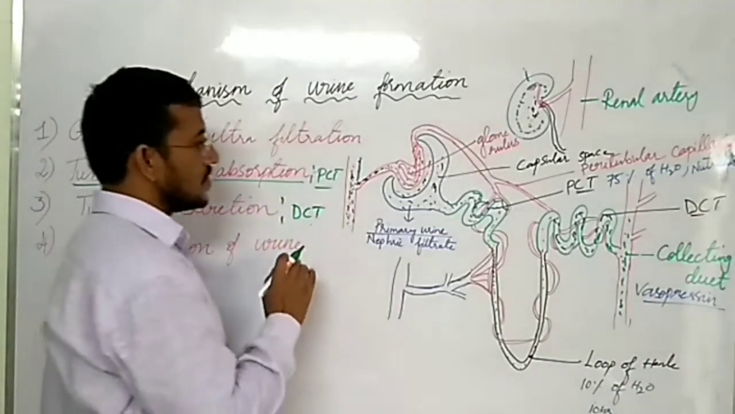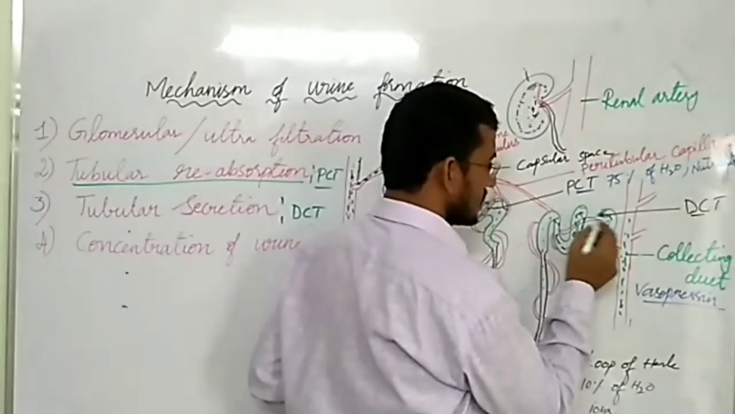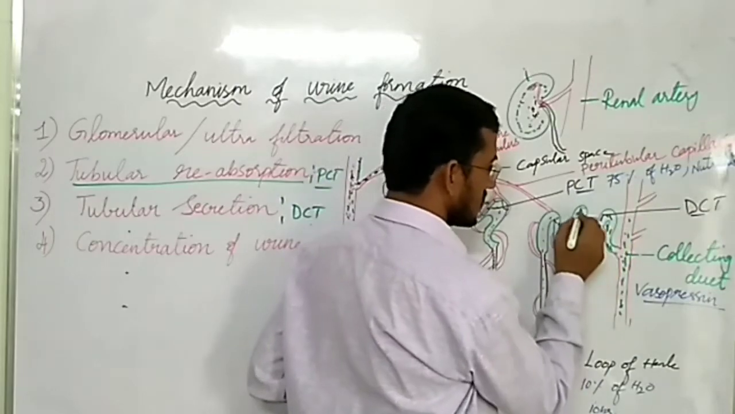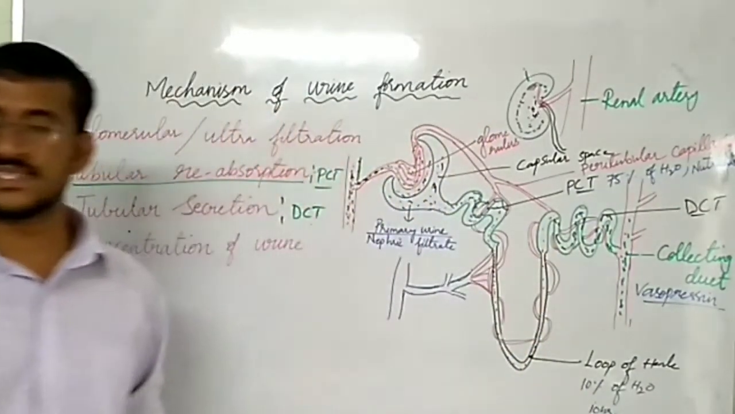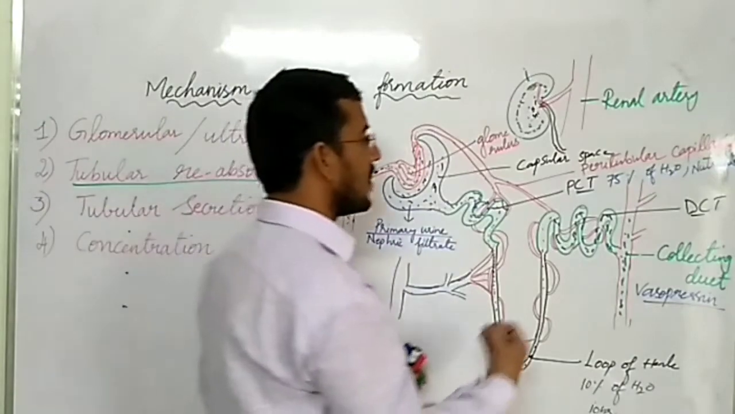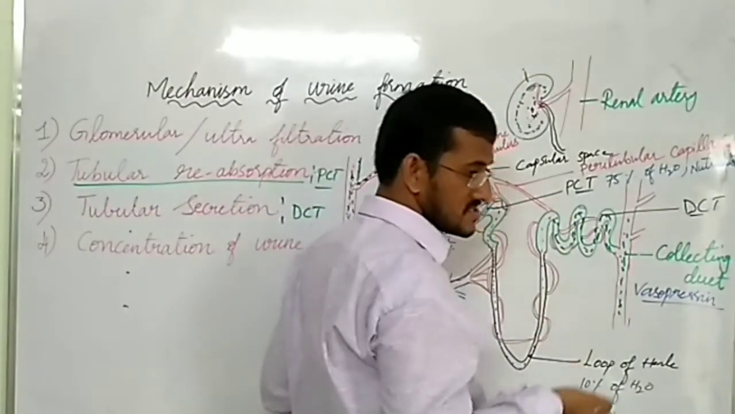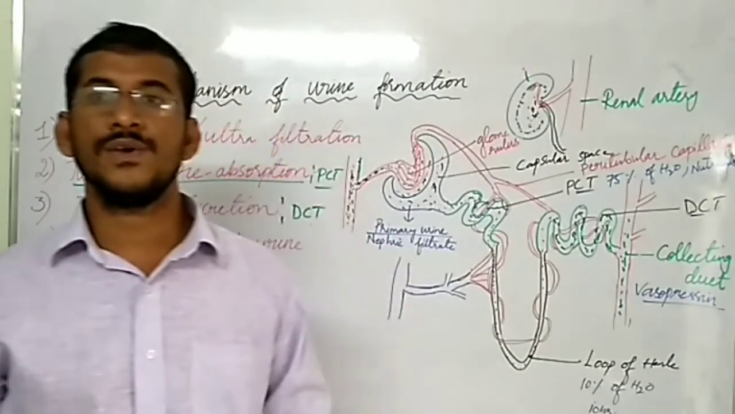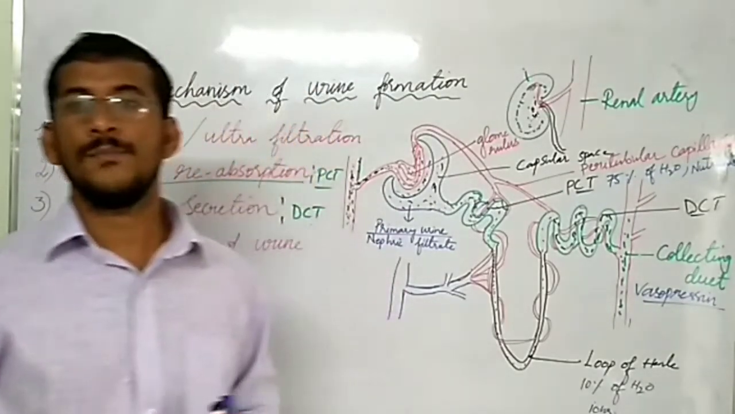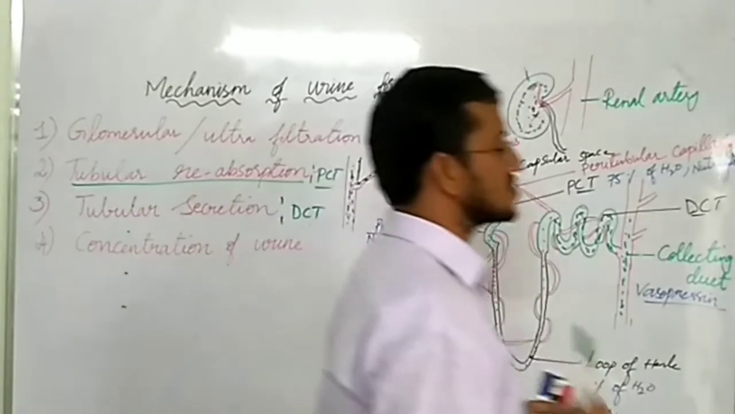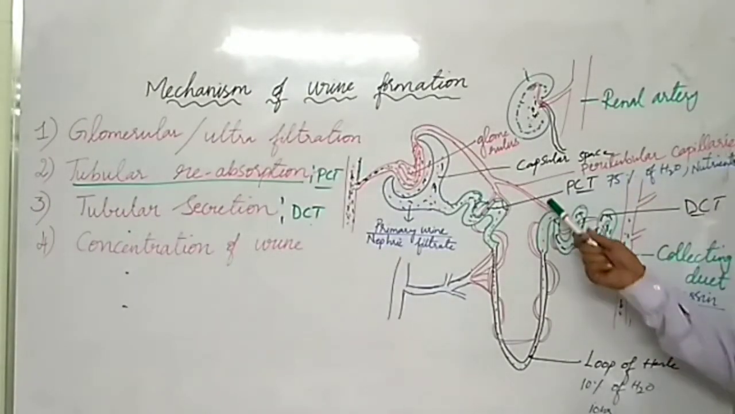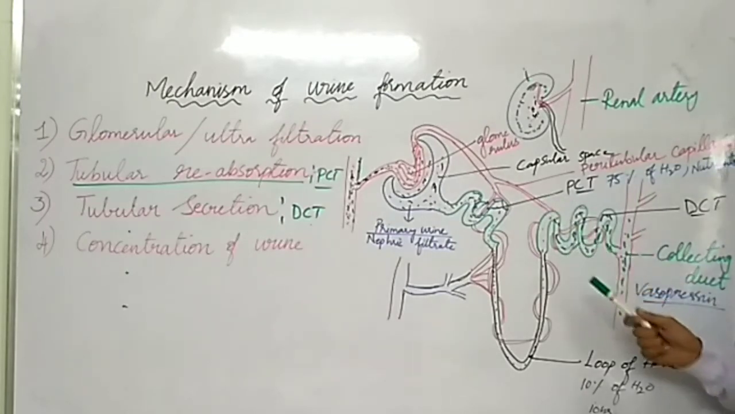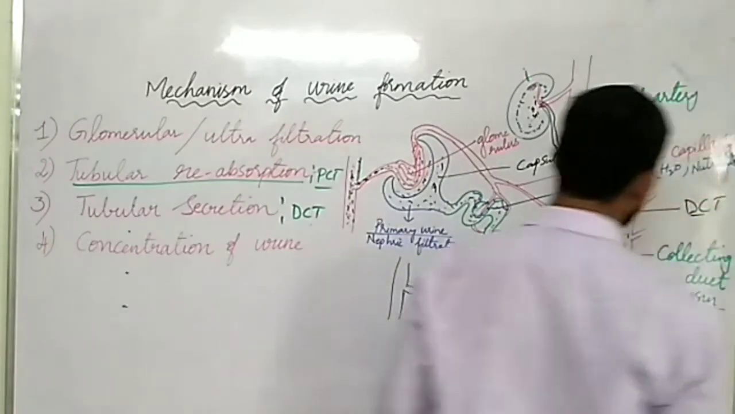In DCT, the distal convoluted tubule, this tubular structure is made up of epithelial cells. These epithelial cells will absorb all the extra ions, extra salts, uric acid, urea, creatinine, potassium, hydrogen, sodium ions from peritubular capillaries, and they release them into this DCT. From DCT, it enters into the collecting duct.